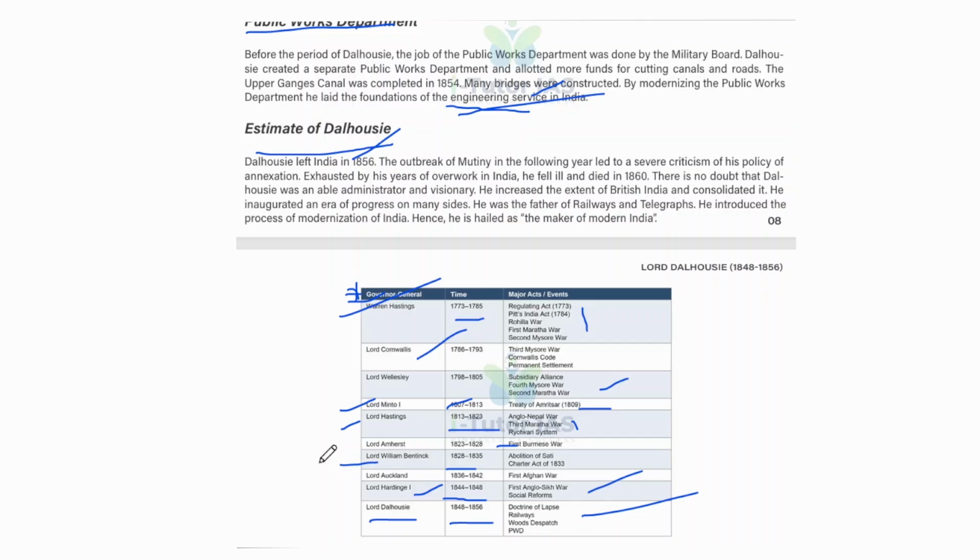So this is all about the Governors General and the East India Company.